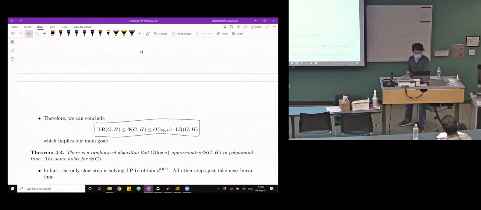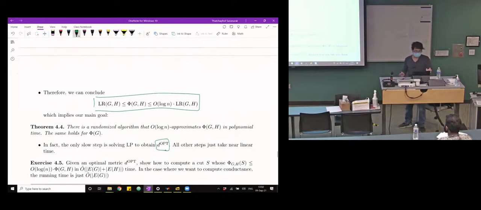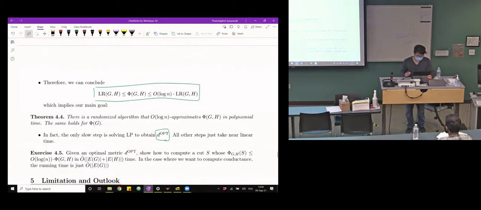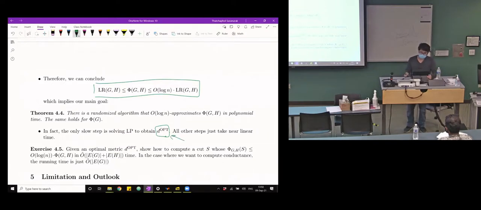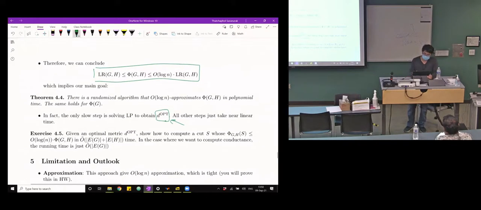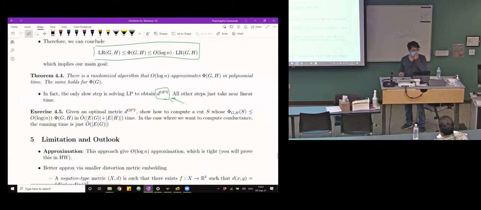By the way, I want to point out that besides solving the LP and obtaining this D-opt thing, every other step is actually fast. You can try to think about this, but I will talk about this in the exercise session. Once you have a D-opt, you can get the optimal cut in nearly linear time, actually.